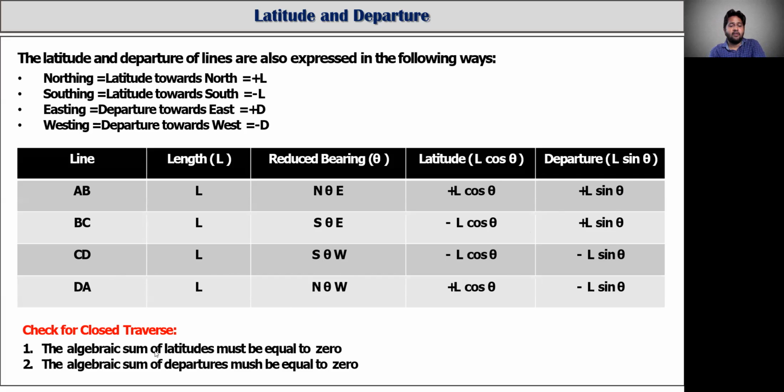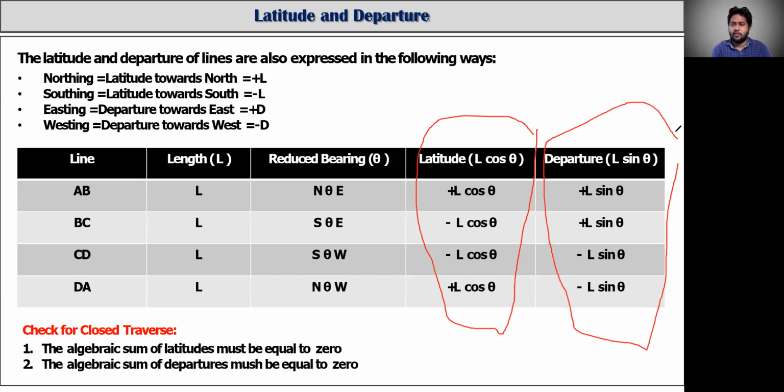Check for closed traverse. The algebraic sum of latitudes must be equal to 0. Whenever you are calculating all latitudes and departures, the algebraic sum of latitudes must be equal to 0. The algebraic sum of departures must also be equal to 0. The sum of these latitudes and departures must be 0. Then only your problem is right.